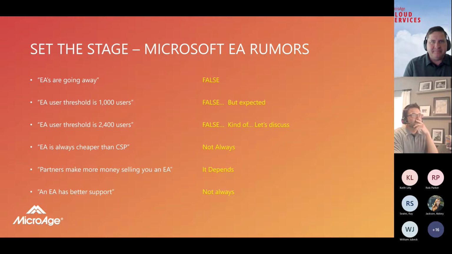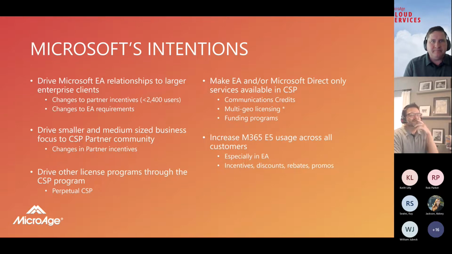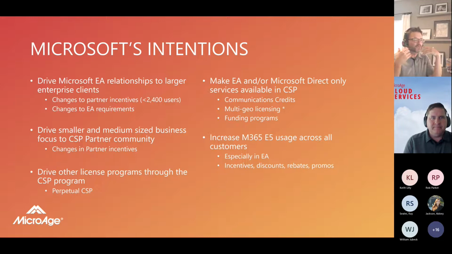Yeah. So when you look at Microsoft's intentions here, we're on a lot of calls with Microsoft. We stay very, very close to this because it's our job to keep you informed. There are some things that Microsoft is intending on doing, right? They do want to drive the Microsoft EA relationships to our larger enterprise level clients. And that's really where that 2400 thing comes into play. That's kind of like the soft threshold for that.